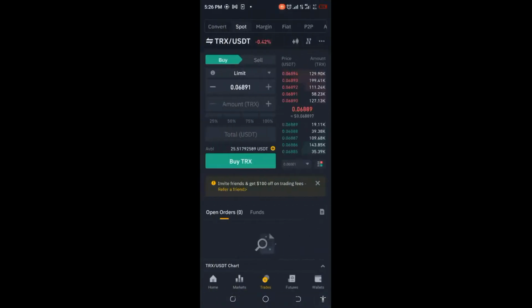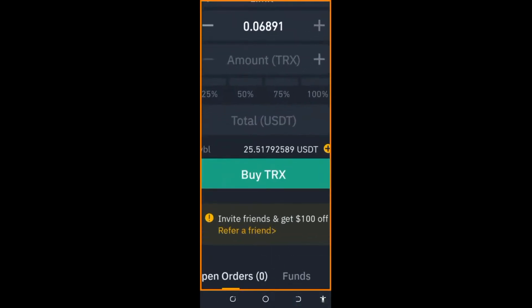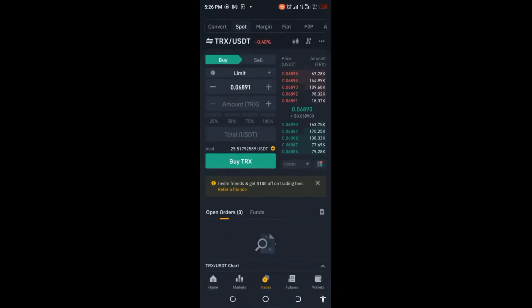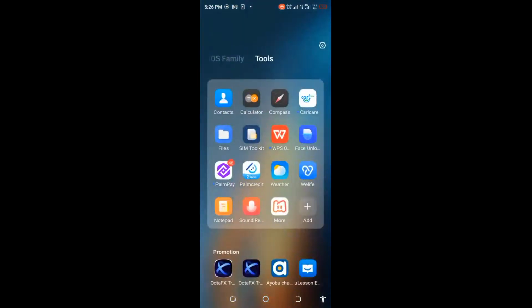So now let's go and see. We have 25.51. Okay, let's see what that's giving us. It isn't too much of a profit, but imagine you had $200 to do this, or $500, or even $100, you would have made a lot of money.